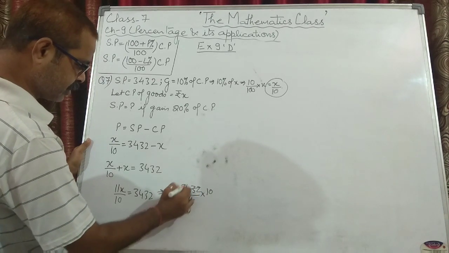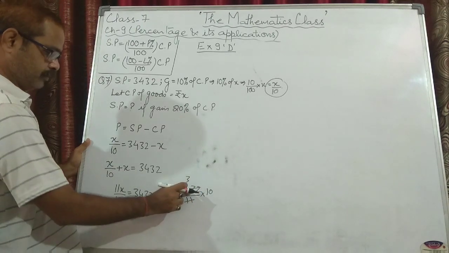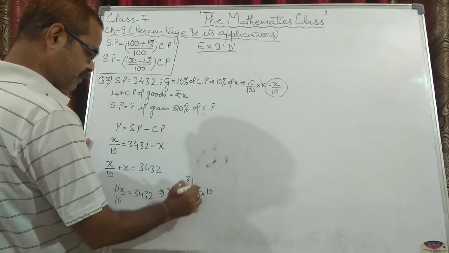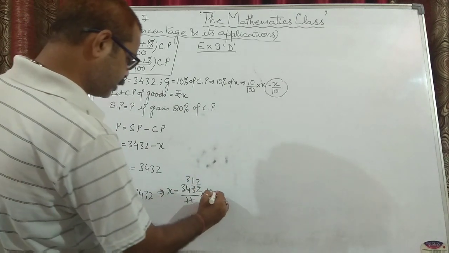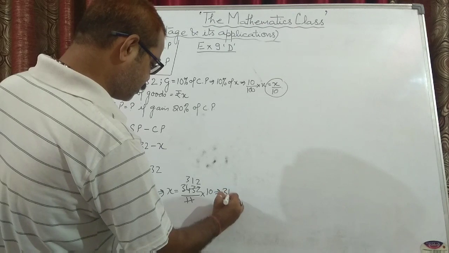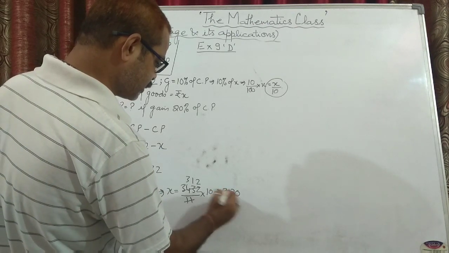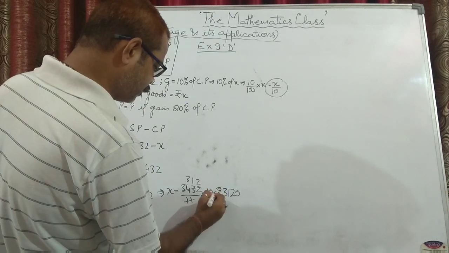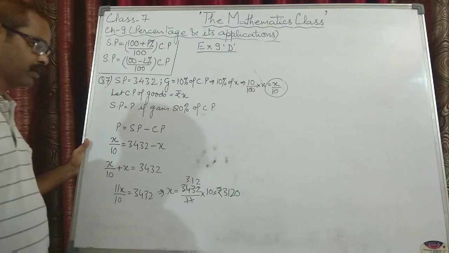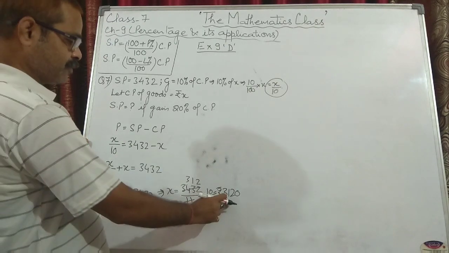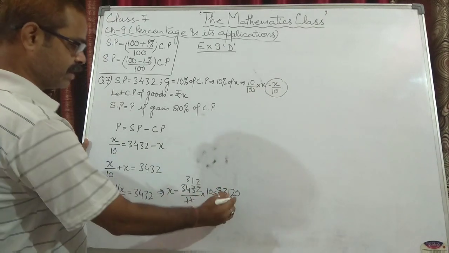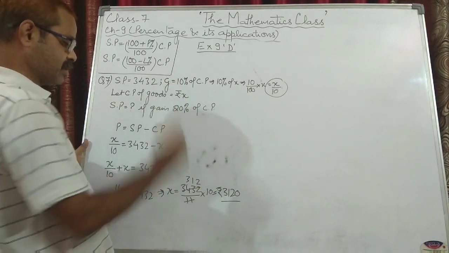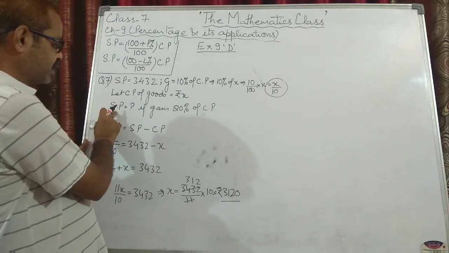Now 11 3s are 33, 1 is left, 13, 11 1s are 11, 22. So the cost price is 3,120 rupees. Now we have got the cost price, that was X. X is 3120. Now we have to calculate the selling price.